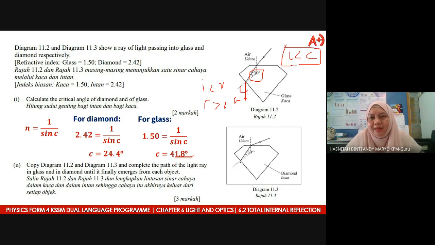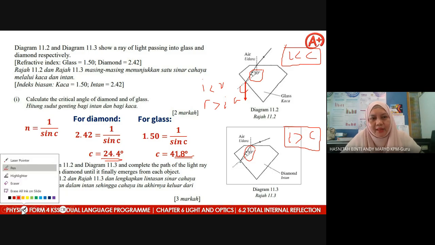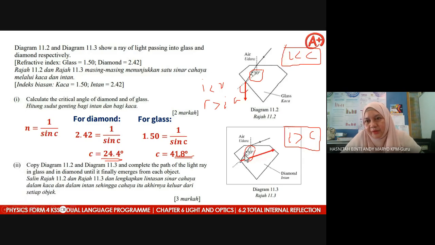Okay, what about diamond? Now diamond, this is the angle of incidence in the diamond medium, 30 degrees. Okay, now what is the critical angle for diamond? 24.4 degrees. So our situation now is I greater than C. So when I is greater than C, what happens, students? Yes, total internal reflection occurs. So from here, where does it go? Total internal reflection. So it will be reflected back into the medium. It goes here. So here 30 degrees, the angle here is also 30 degrees.